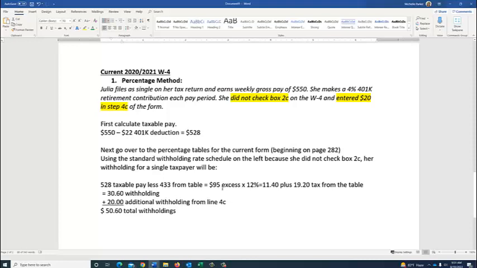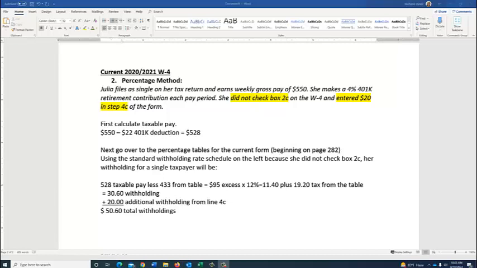So the tax on the $95 is $11.40. The table told us that the tax on the 433 is $19.20. So when we add those together, we have $30.60 in withholdings. But remember, she entered the $20 in step 4C, which was the additional withholdings. So when we add the additional withholdings, we get total withholdings of $50.60.